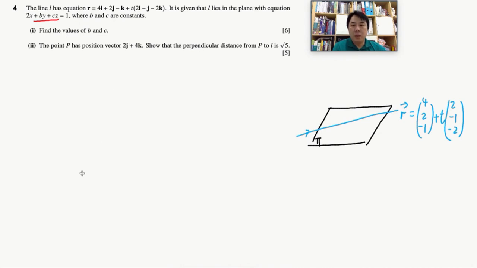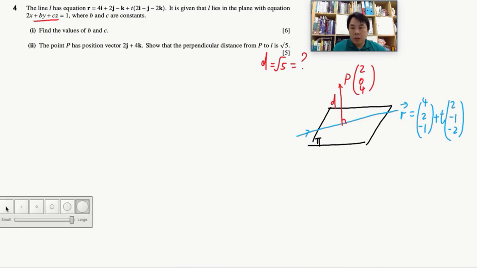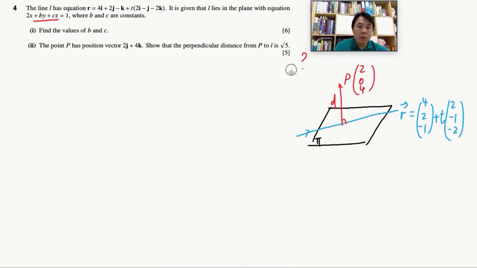Now that's the first part. The second part is we have a point P that has a certain position vector 2, 0, 4. Show that the perpendicular distance from that point onto the line is given as root pi. So there's a point P here that has a position vector of 2, 0, 4. And then we are interested to show that the perpendicular distance from this point to the line is given as such. So D is equal to root pi. That's what we are trying to prove for the second part. Okay, we will come to that shortly. So let's clear this up first.